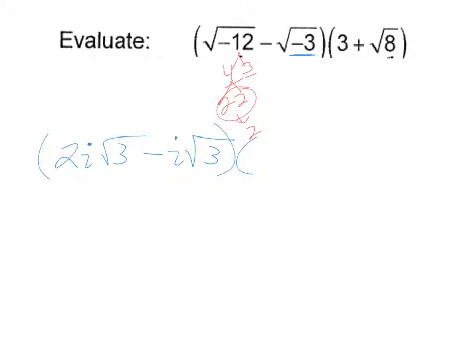Then for the last one, it will be what we had in the previous problem. There's no negative, so there's not an i. So it'll be 3 plus 2 square root 2.